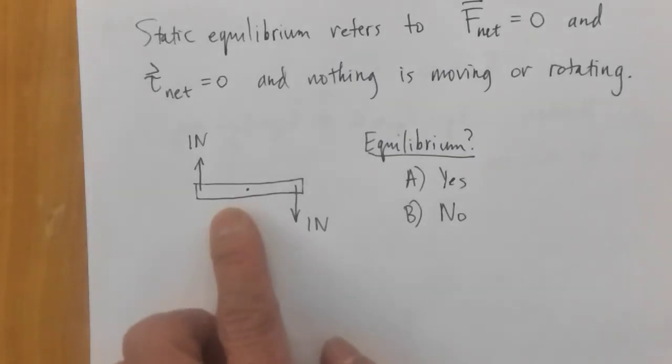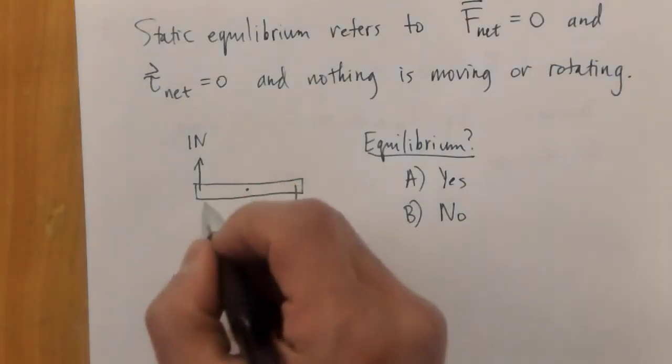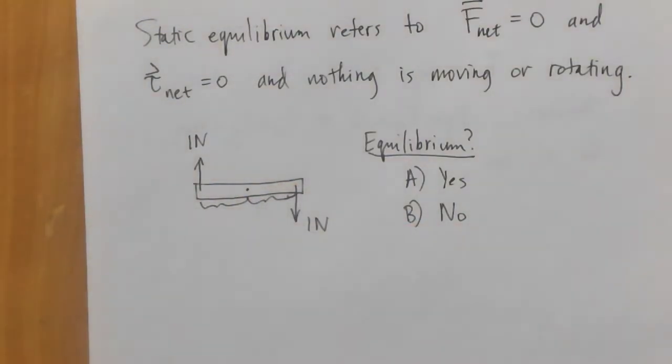All right, so we have this stick. Let's say it's a uniform stick, with equal distances. These are the same distances. Okay? And our force is going perpendicular. Is this guy in equilibrium or is it not in equilibrium?